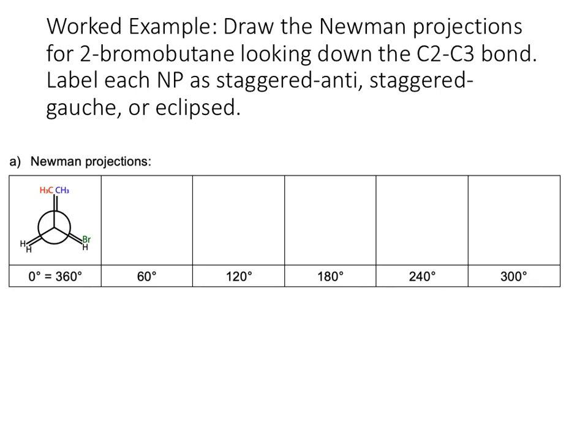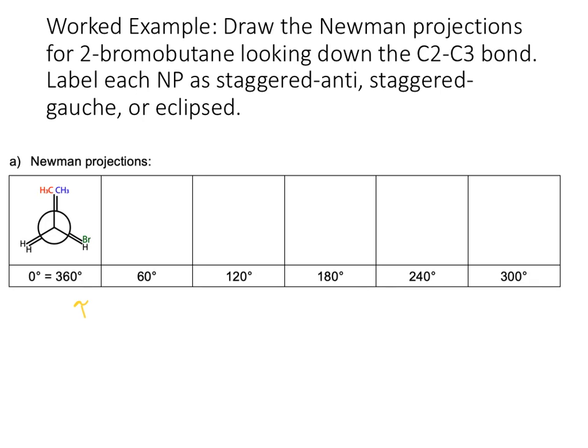Now let's try an example. So we want to draw the Newman projections for 2-bromobutane looking down the C2-C3 bond. And you want to label each Newman projection as staggered, anti-staggered, gauche, or eclipsed. So I've started you off here with the Newman projection. So this is your starting point.